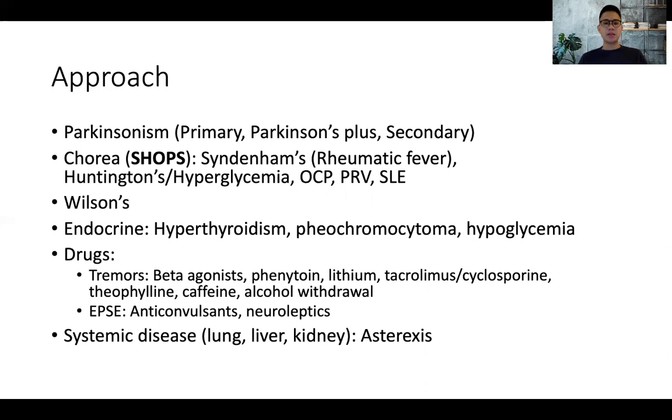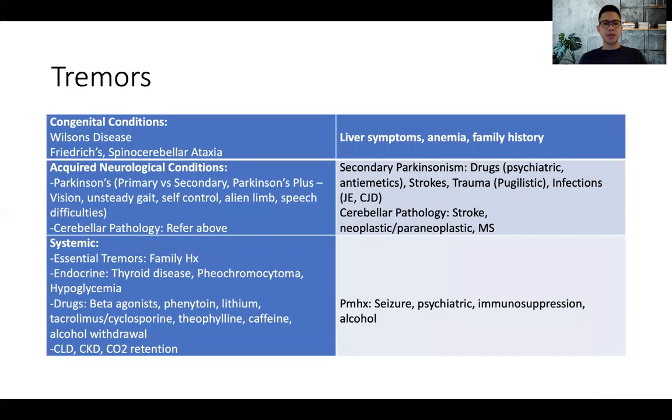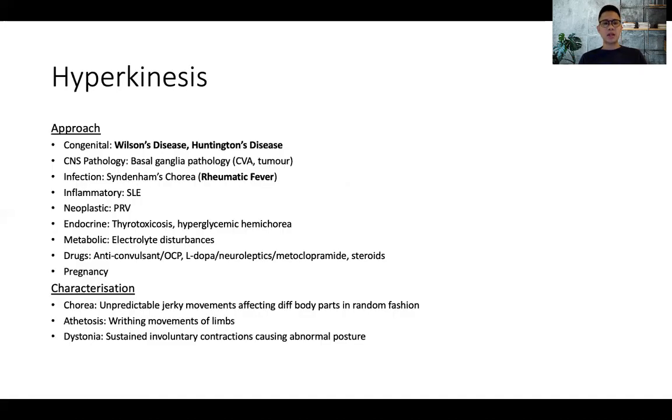And systemic disease like pulmonary CO2 retention, liver disease, and kidney disease can manifest as asterixis, which may be seen as a tremor. But I would say that this is much less common. Hence, in terms of priority, the top moving down would be a decremental order of priority. So these are the causes of tremors. You can think of it in terms of congenital, acquired, and systemic diseases. And these are some of the causes of hyperkinesis. So the first slide is probably a more summarized, broken down version to commit to memory. It might be worthwhile thinking about how to differentiate chorea from athetosis from dystonia, and the definitions are stated here.